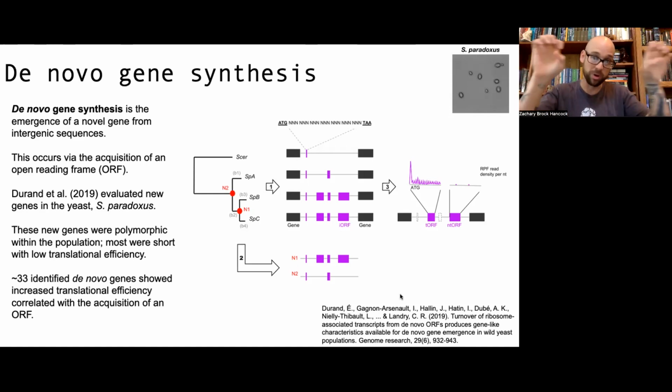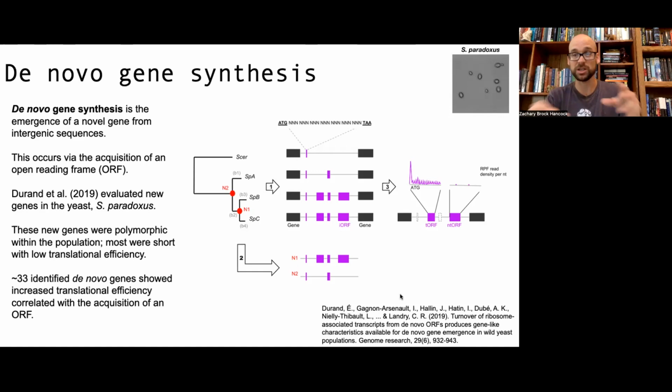Okay, so you need an open reading frame to acquire a new gene. Now, Durand et al. in 2019 evaluated the emergence of de novo genes from non-coding sequences in Saccharomyces paradoxus. This is actually a species of wild yeast. It's not been domesticated like most of the baker's yeast, Saccharomyces cerevisiae, which is very common as a model system.